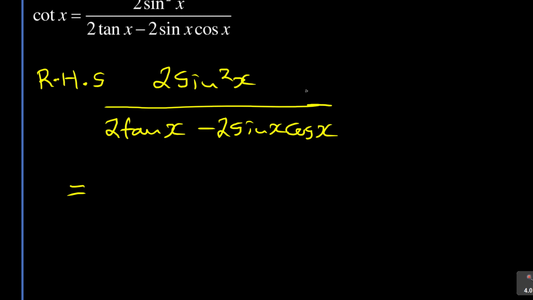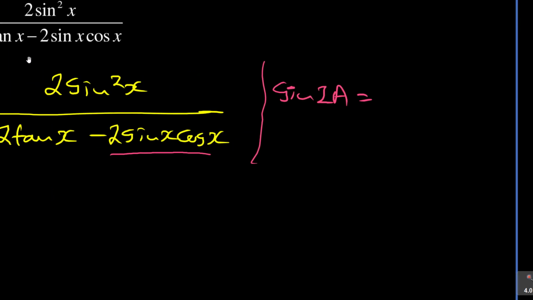Now you have to identify a few things. Remember this needs to become cot. You have to identify a few things already that we have. For example, look at this one. You need to identify the identity here, and the identity says sine 2a is equal to, what does it say? Is equal to 2 sin a cos a. See that? So this is what we're having there.